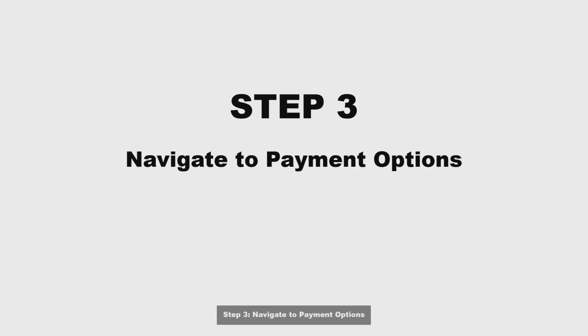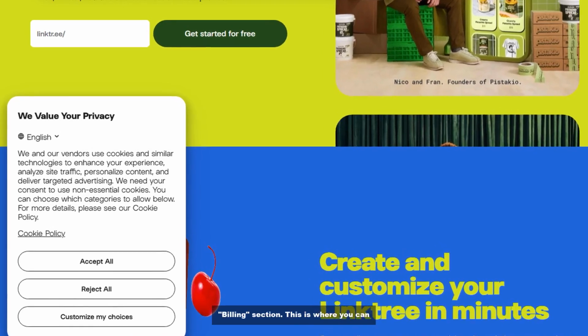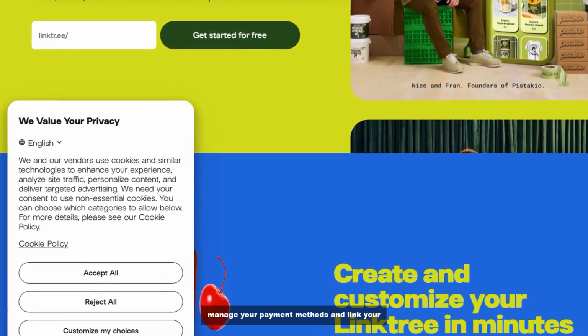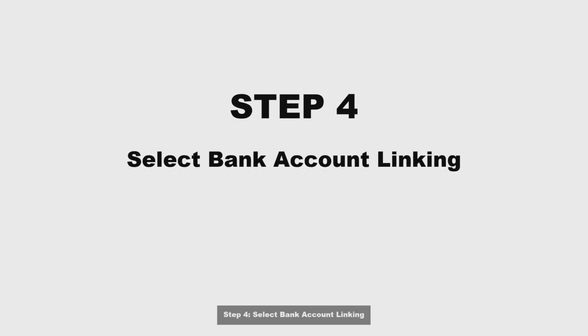Step 3. Navigate to Payment Options. In your dashboard, locate the Payment or Billing section. This is where you can manage your payment methods and link your bank account. Step 4. Select Bank Account Linking.